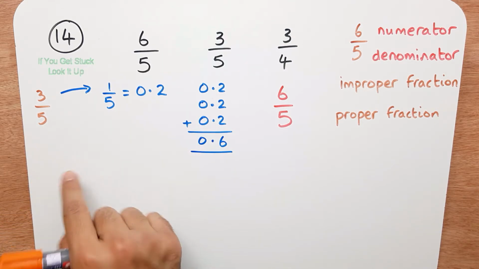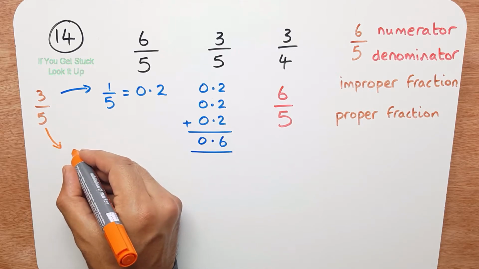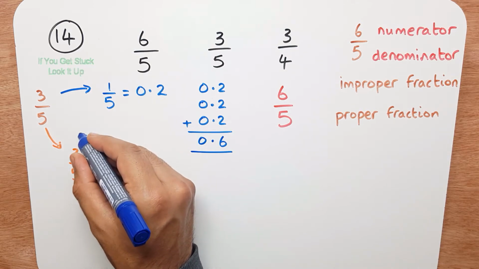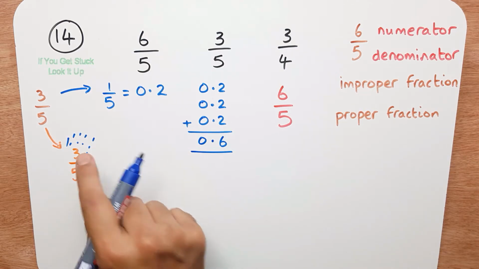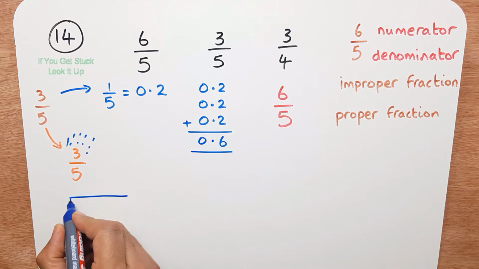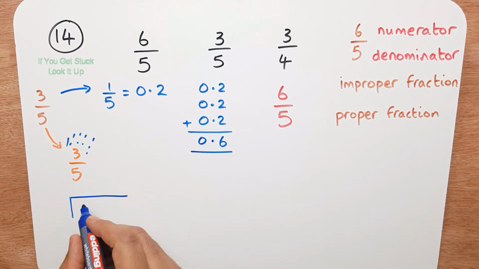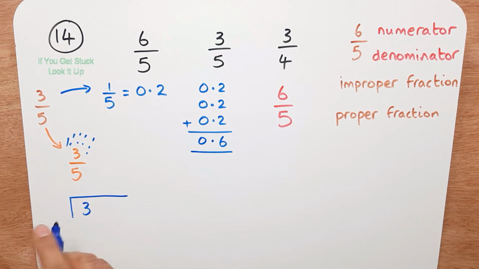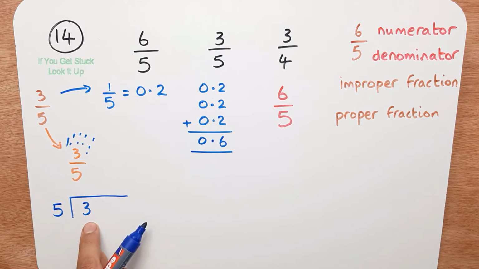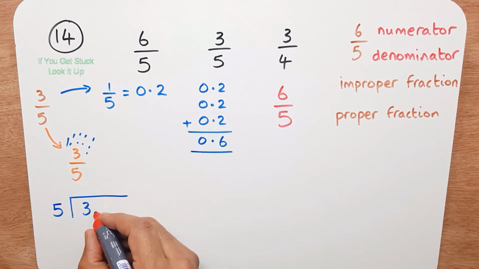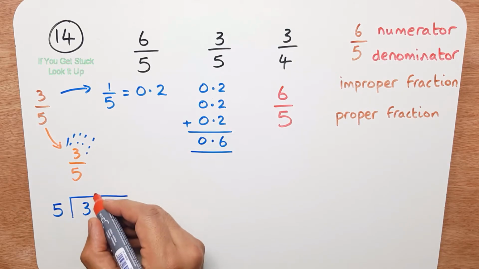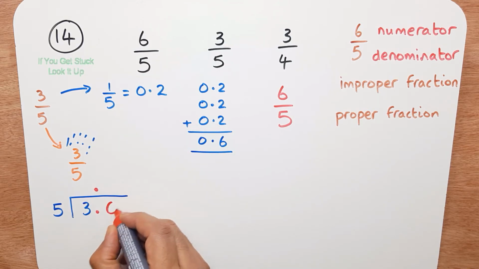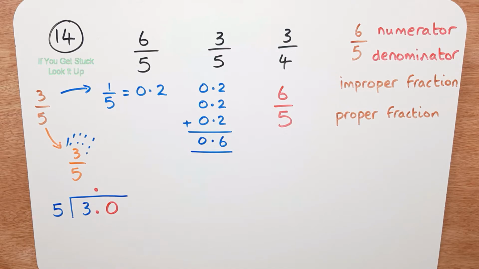Now the other way I can do this is using the bus shelter method. So let me write 3/5 here. It's raining and the 3 is getting wet, so we're going to build it a bus shelter here. So the 3 has to go inside. Now because the 3's gone inside, the 5 has to go outside. Now everything is in its right place. Now because I know I'm going to have a decimal, I'm going to put a decimal point there and just above it. This lines everything up nicely, and I'm going to put 1 0 for when I carry over things.